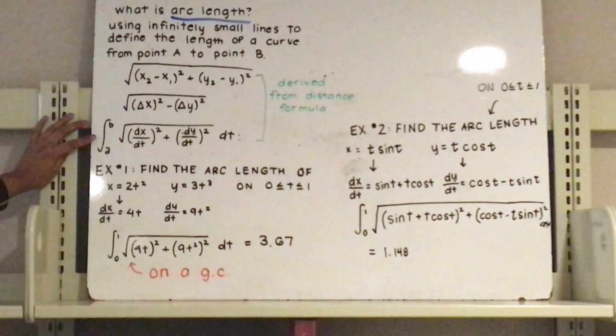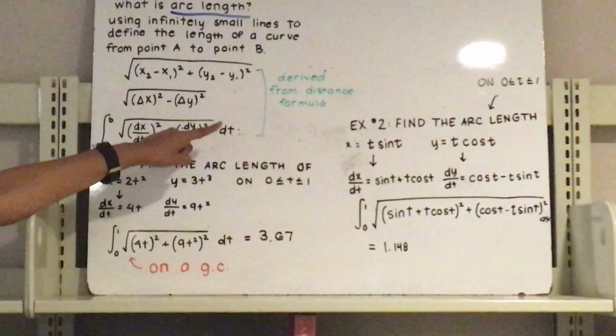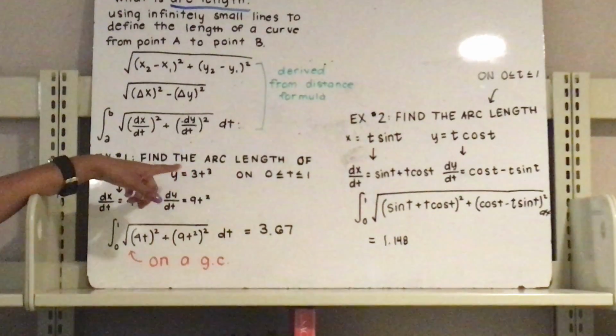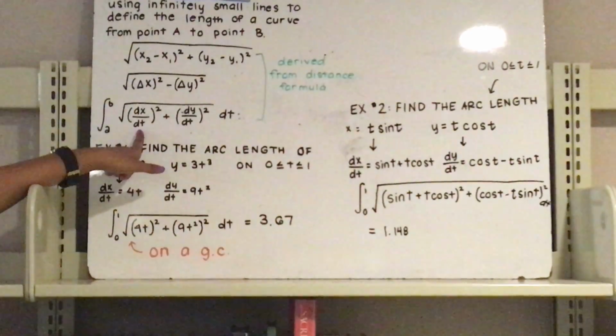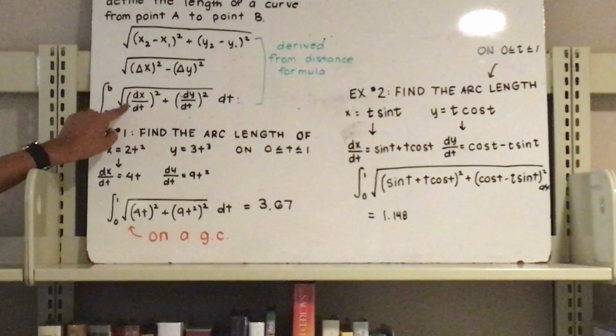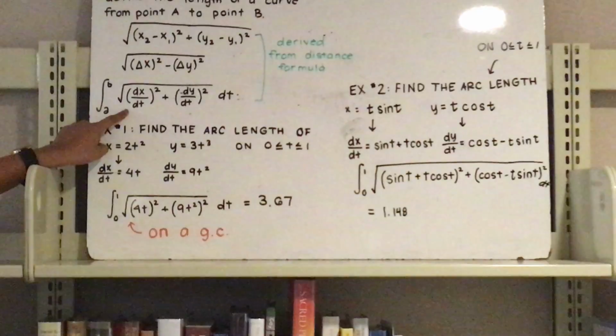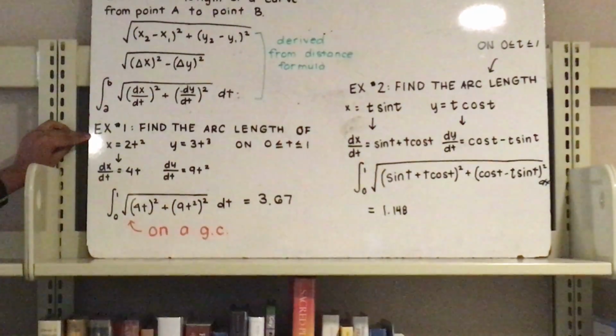And since we're using infinitely small lines, we add an integral. So that means we also have to add a dt, because that's our variable of integration. And you're going to do dx/dt squared plus dy/dt squared. So again, this is the derivative of your vertical component and your horizontal component. With that in mind, let's do some examples.